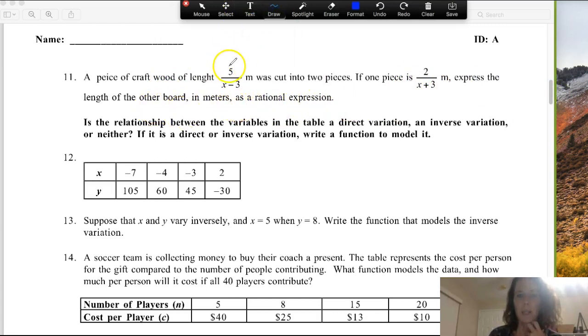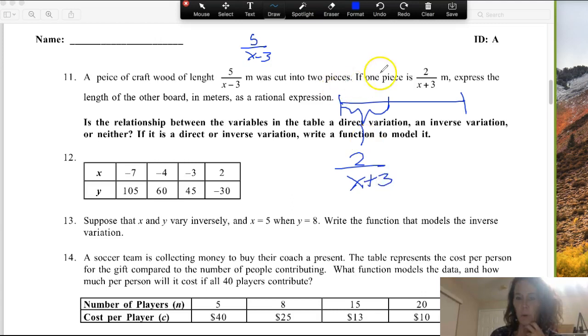So basically it's saying you start out with this, 5/(x minus 3), and this is the whole piece, the whole board, whatever it is. And this is one of the pieces, let's say right here. This would be 2/(x plus 3). And the whole board would be 5/(x minus 3), this amount. Express the length of the other board in meters as a rational expression, if one piece is this.